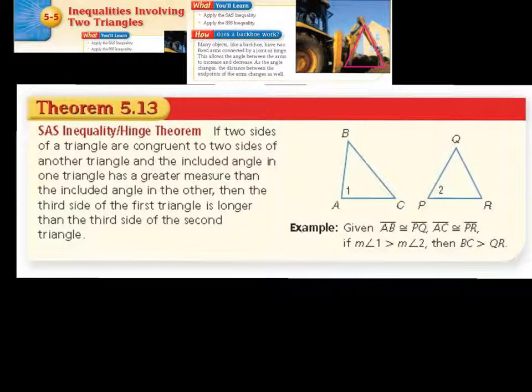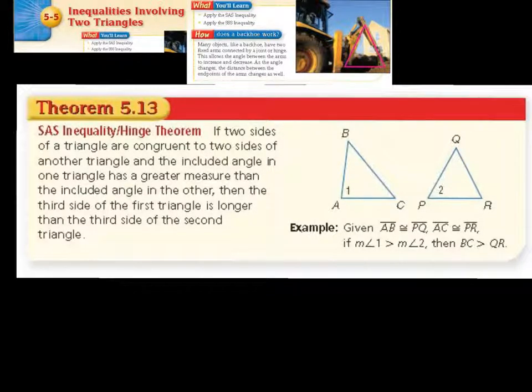As the angle changes, the distance between the endpoints of the arms changes as well. Theorem 5.13 states, if two sides of a triangle are congruent to two sides of another triangle, and the included angle in one triangle has a greater measure than the included angle in the other, then the third side of the first triangle is longer than the third side of the second triangle.